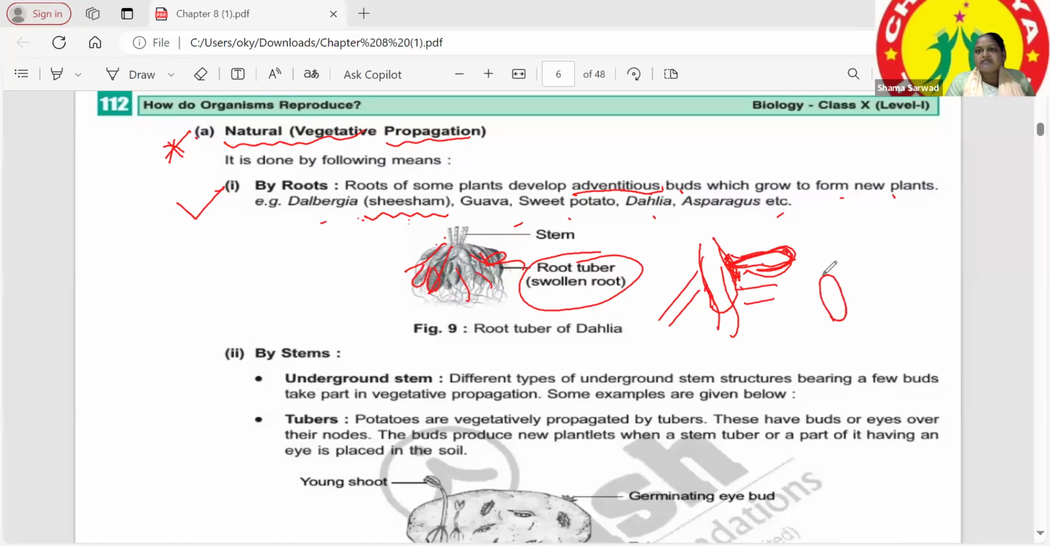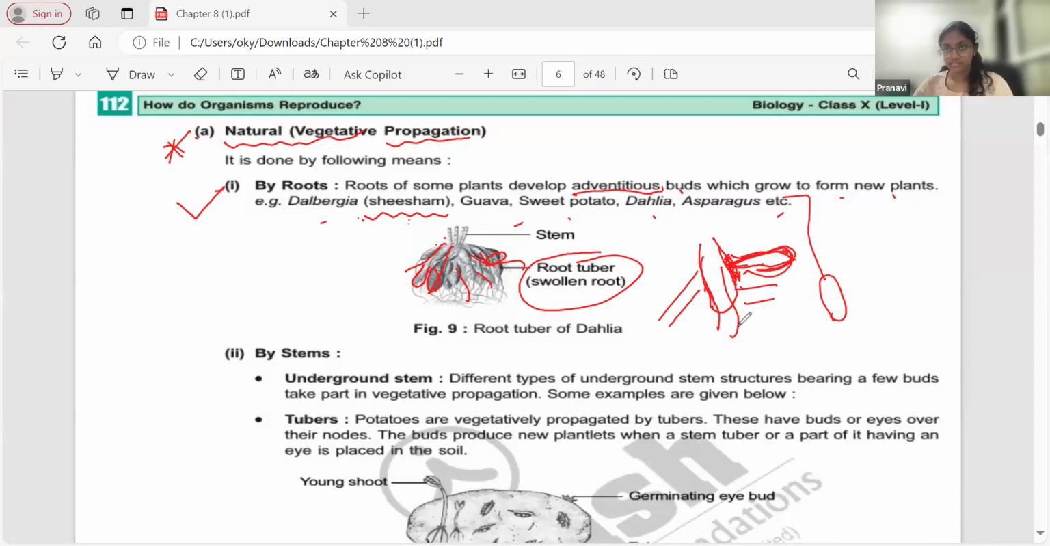If the condition is favorable, it will grow. If the condition is not favorable, it will lie in the soil as it is. Once it gets proper favorable conditions, then it starts growing. Understood? So this is a process of natural vegetative propagation.